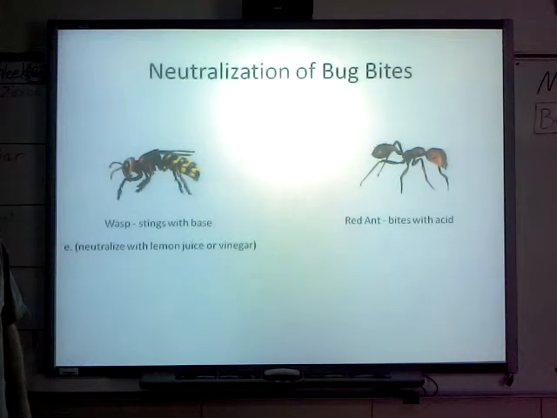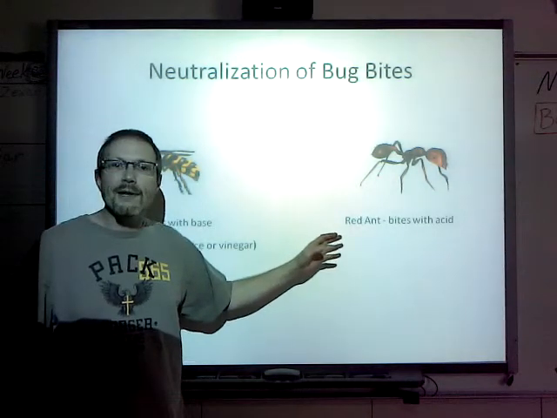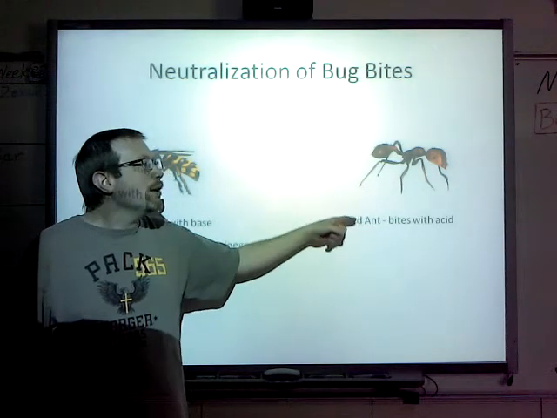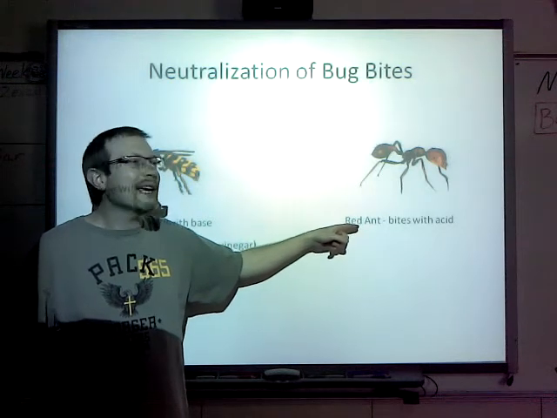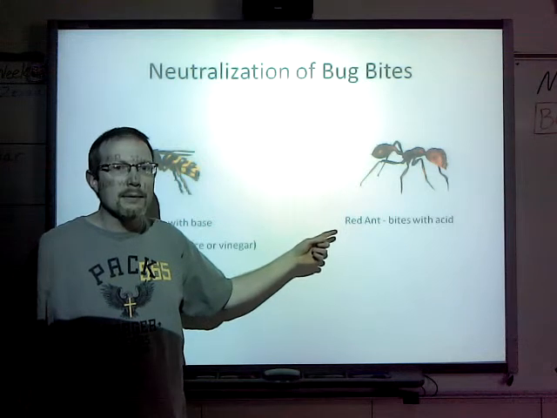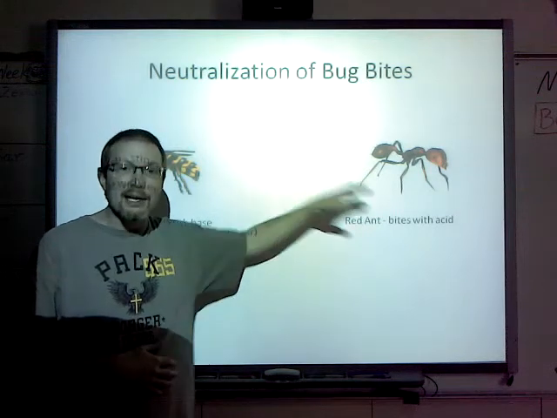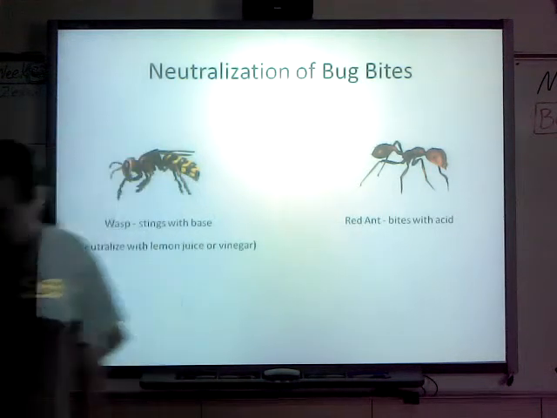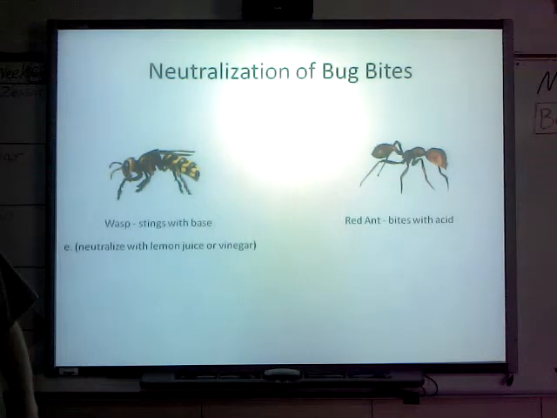Ants. Their bites are full of acid. Interestingly enough, the Latin word for ant is formica, and the acid that they use is what's called formic acid, okay? And it's named after the ants. Yeah, nobody cares. Since they have acidic bites, you can use a household base.